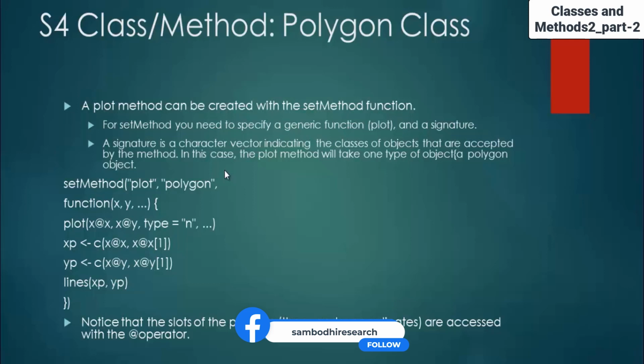@ is an operator used to extract the slots of a polygon. So type equal to "n" followed by ellipsis. So xp equal to c(x@x, x@x[1]) and yp equal to c(x@y, x@y[1]). Then lines(xp, yp). So this will create a plot method which will plot the polygon. Notice that the slots of the polygon, the x and y coordinates, are accessed by the @ operator. As I mentioned earlier, @ is the operator which will help you access the slots of the polygon.